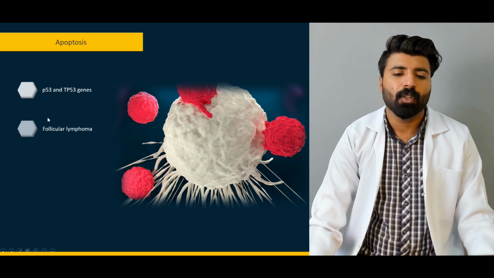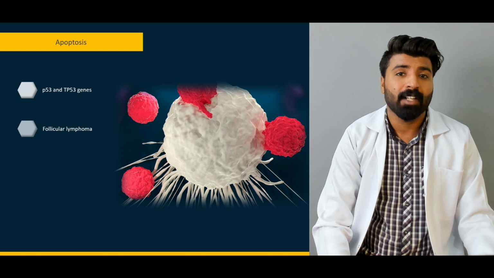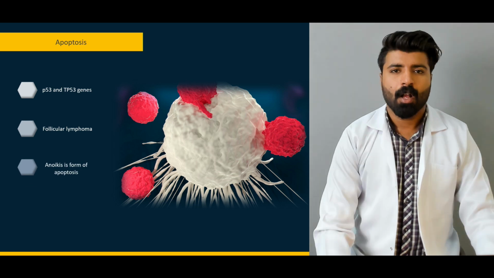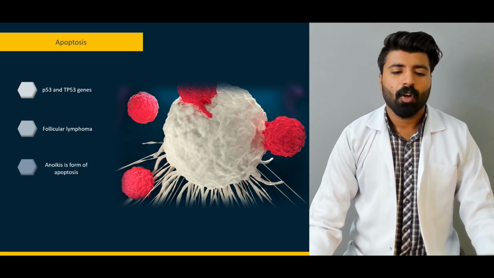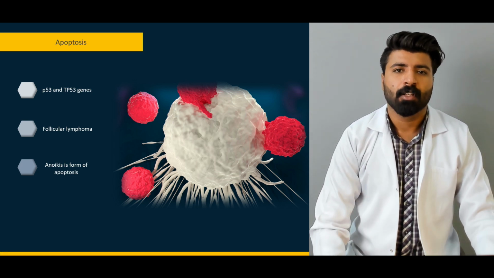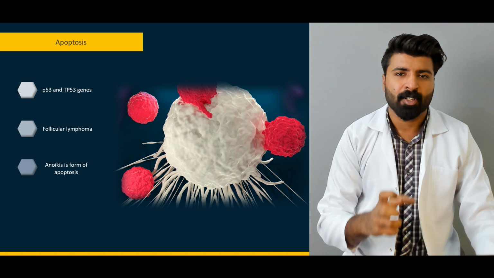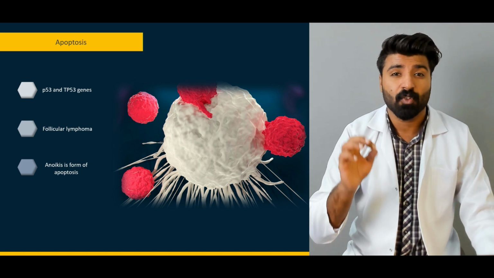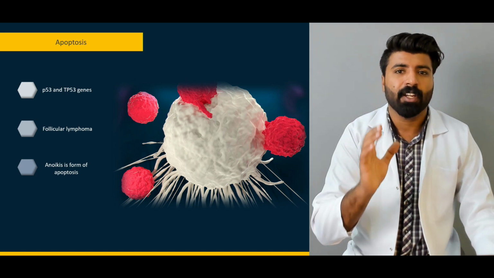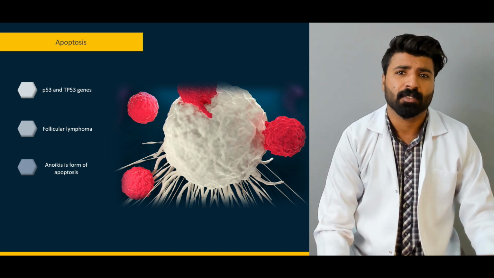Next on, in follicular lymphoma, apoptosis is seen because follicles are being involved and it's lymphoma, it's affecting the lymph nodes. Apoptosis is being induced in those cells too. Now, anoikis is a form of apoptosis. What does that mean? Anoikis is a term used when a cell loses its attachment or its contact with ECM, which is extracellular matrix, and with the neighboring cells. That's called anoikis.